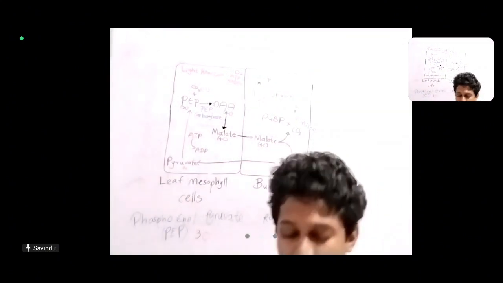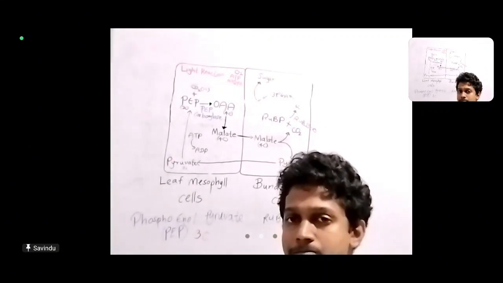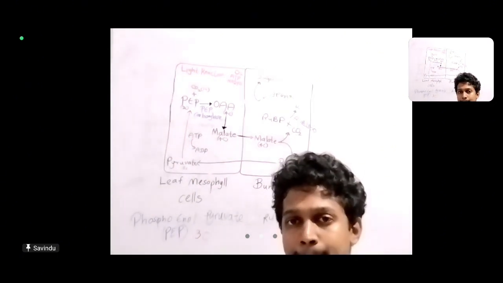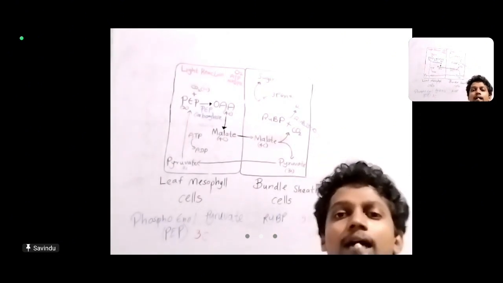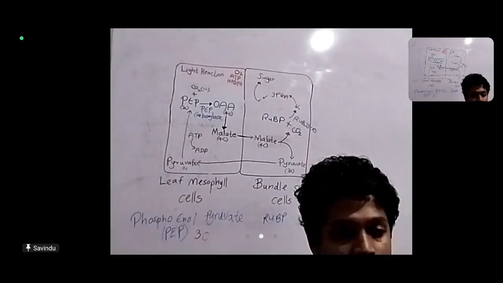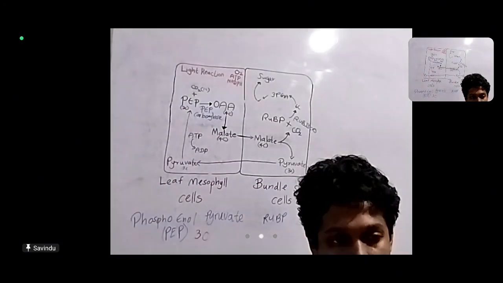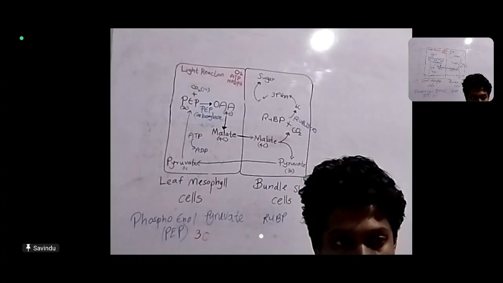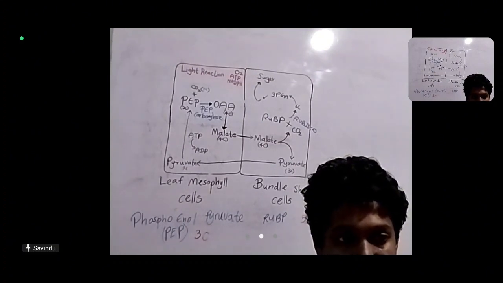C4 pathway starts in leaf mesophyll cells.